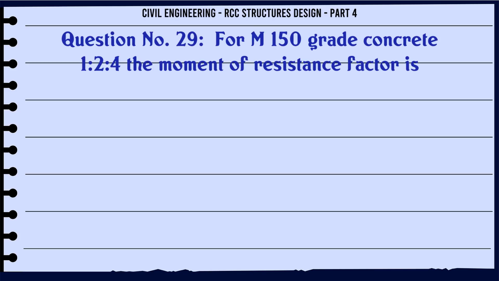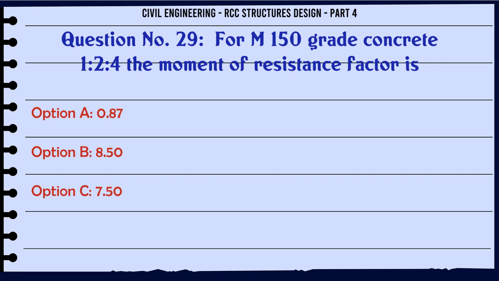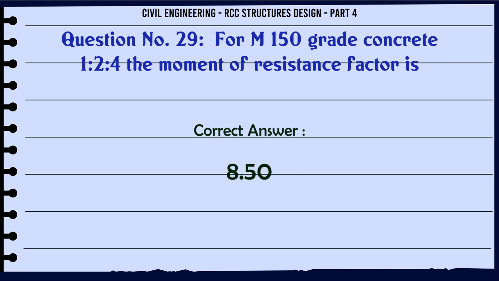For M150 grade concrete, the moment of resistance factor is A. 0.87, B. 8.50, C. 7.50, D. 5.80. The correct answer is 8.50.